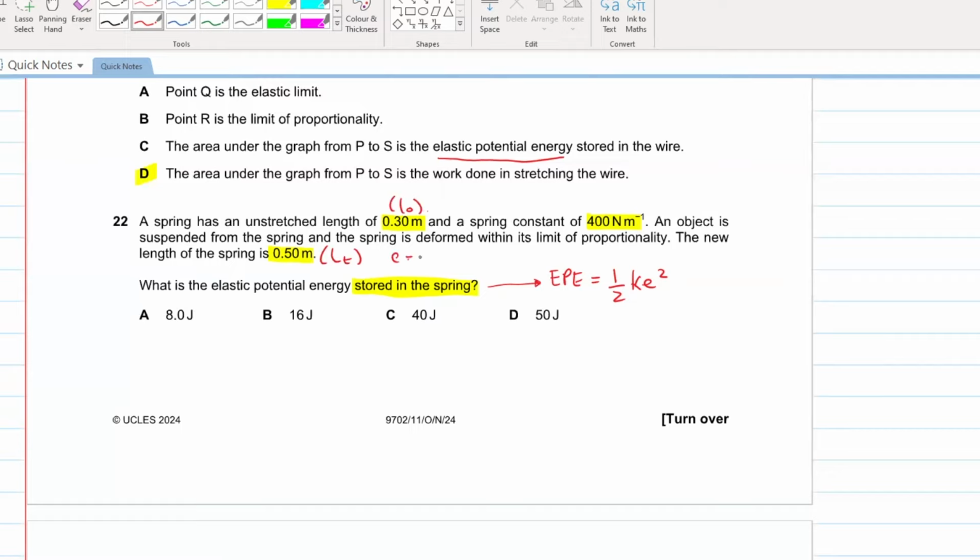Can you calculate the extension? Total length minus the unstretched length. 0.5 minus 0.3 is equal to 0.2. What does your elastic potential energy come out to be? 1 upon 2 into k, that is 400, into extension square, that is 0.2 square. What does your answer come out to be? 200 into 0.2 square. This comes out to be 8 joules. A is your answer. The answer to 22 is A. Let's further move ahead.